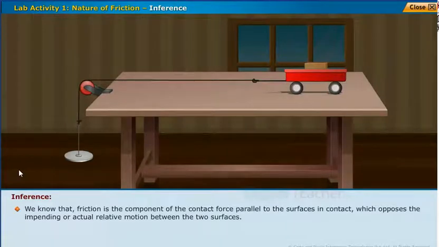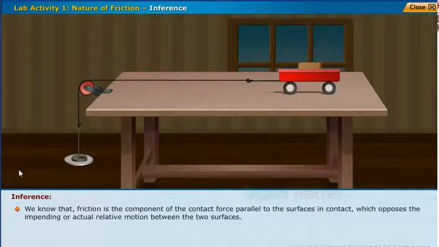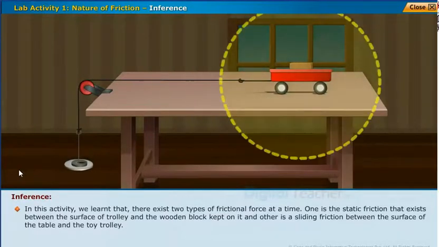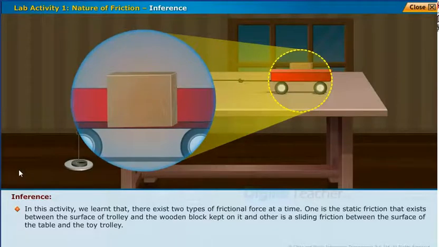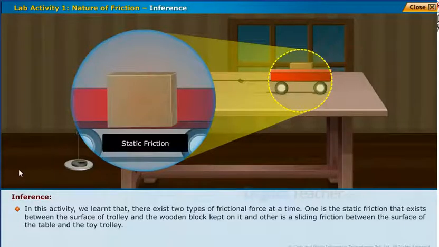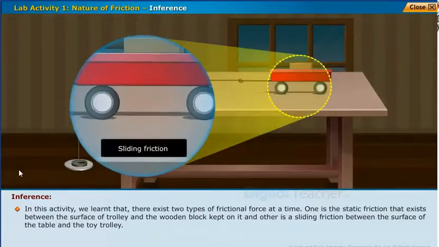We know that friction is the component of the contact force parallel to the surfaces in contact, which opposes the impending or actual relative motion between the two surfaces. In this activity, we learned that there exist two types of frictional force at a time. One is the static friction that exists between the surface of trolley and the wooden block kept on it, and the other is the sliding friction between the surface of the table and the toy trolley.